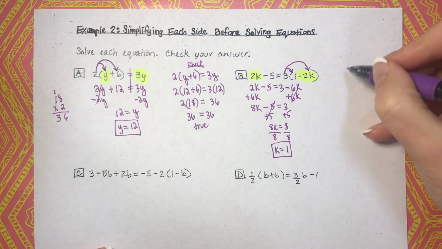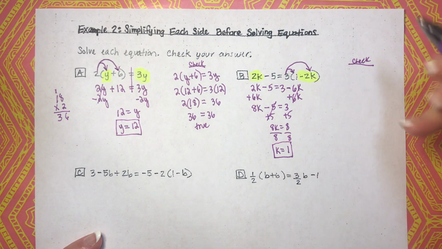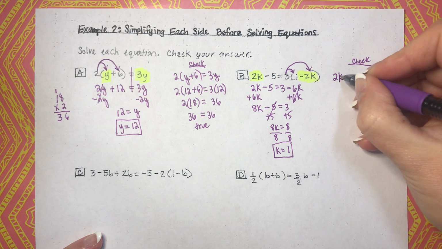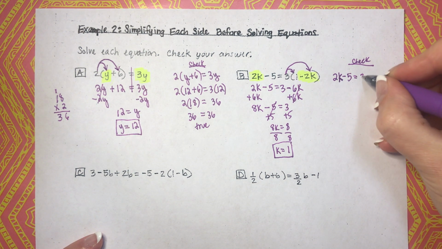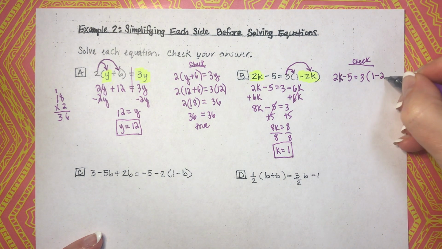But we're going to check it. So go ahead and write check. And write that original equation, 2k minus 5 equals 3 multiplied by the quantity 1 minus 2k.